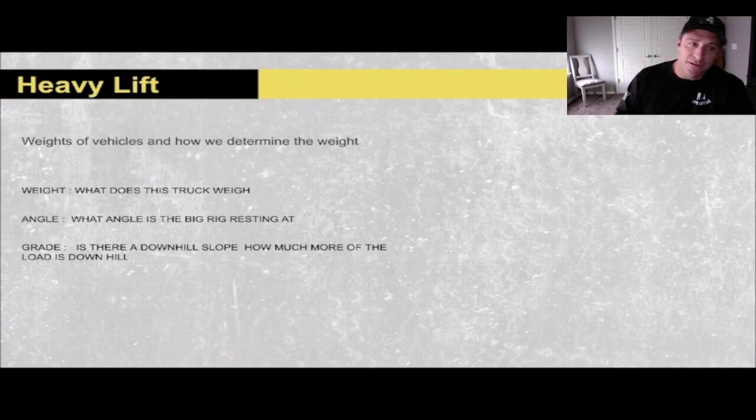Angles can help us and can hurt us. And so that's part of identifying what angle this big rig is resting at. And the next thing is the weight. What does it weigh?